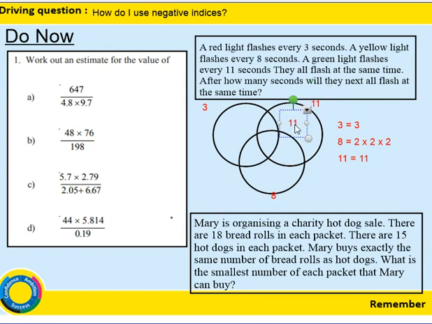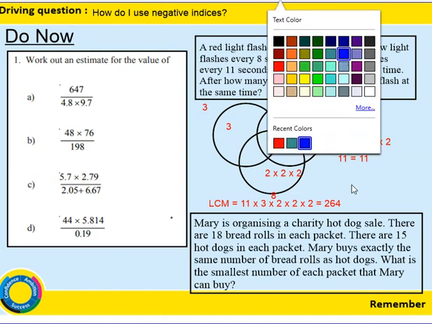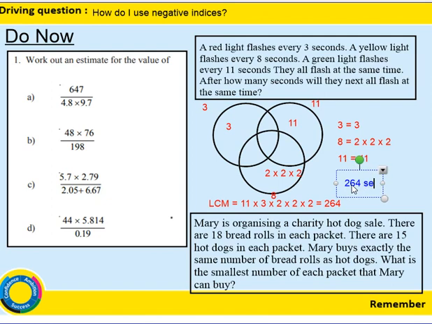There's a factor 11 here, 2 times 2 times 2 here, and 3 here. So the lowest common multiple would be all of the numbers in the Venn multiplied together. So 11 multiplied by 3, multiplied by 2, multiplied by 2, multiplied by 2, which gives me 33, 66, 132, 264. So the lowest common multiple is 264. So after how many seconds will they all flash at the same time? Well, the answer is 264 seconds.